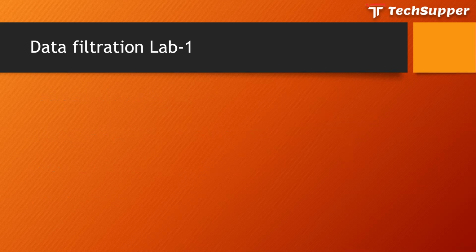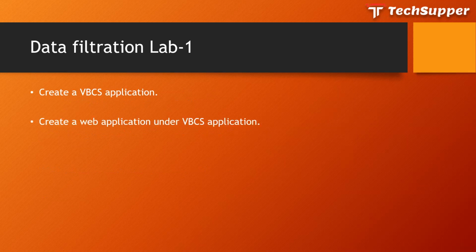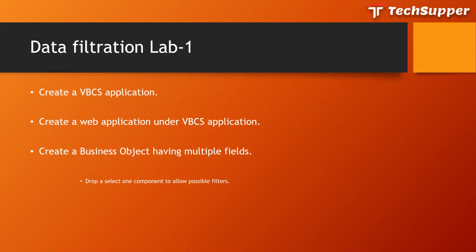In this video, we are going to look at two labs, lab 1 and lab 2. Basically, in these two labs, we are going to see different ways to filter data. In lab 1, we will first create a VBCS application, and under it we will create a VB web application. Under this web application, we will create a business object named employee, and in this employee business object, we will create multiple fields to hold data.